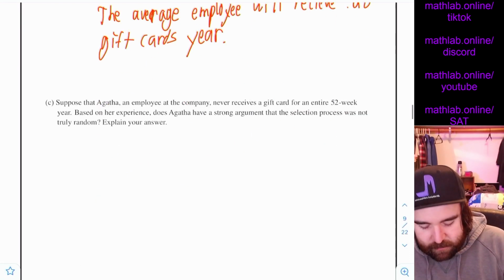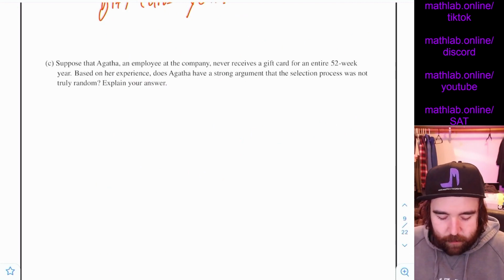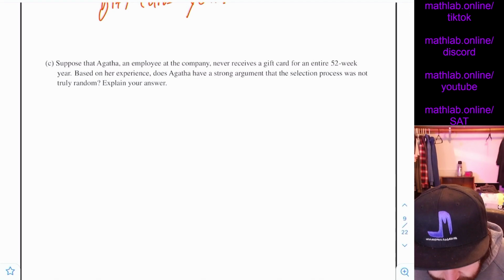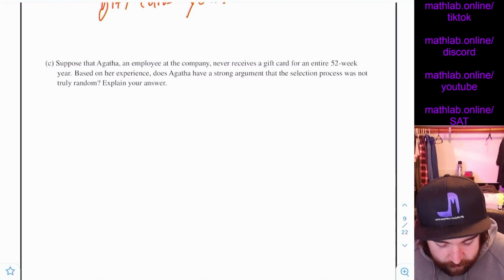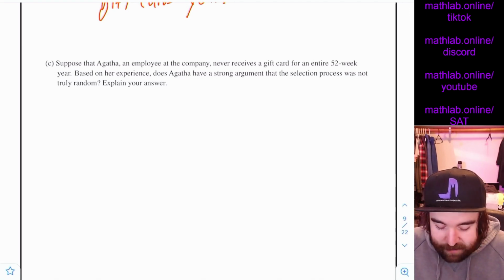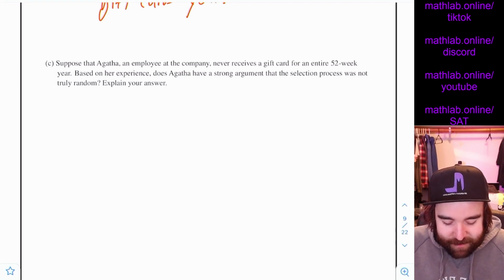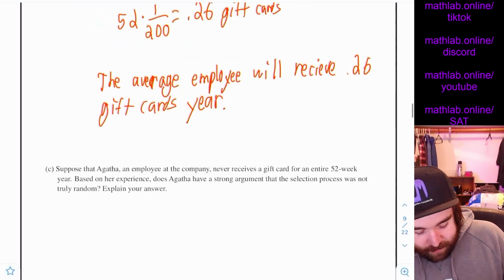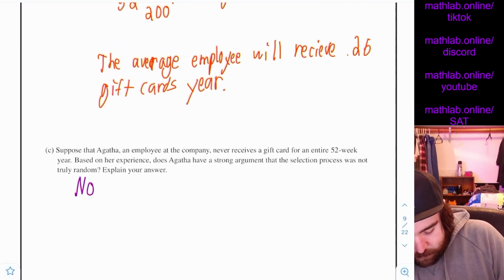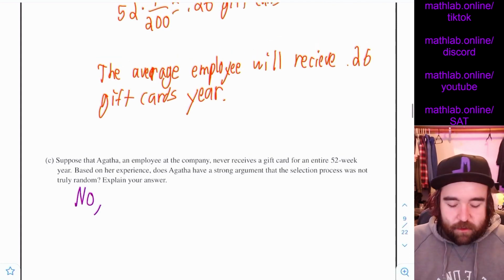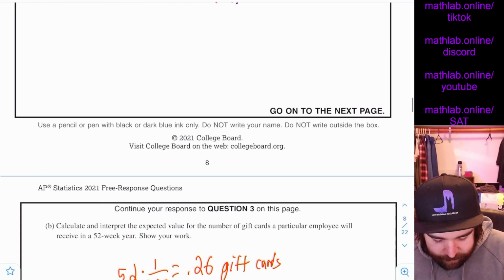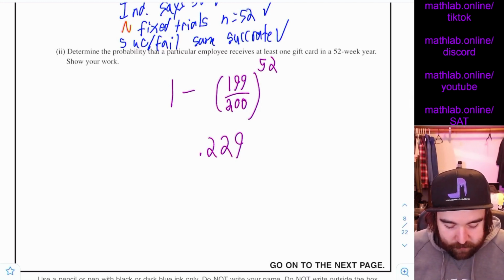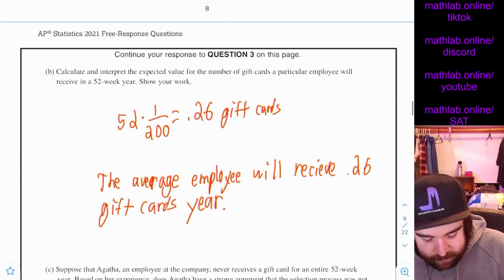Okay, next. Suppose that Agatha, an employee at the company, never receives the gift card for an entire 52-week year. Well, that's probably rigged. Agatha deserves one. Based on her experiences, does Agatha have a strong argument this selection process was not truly random? Okay, no, never mind. I take that back. It was not rigged. I mean, I could calculate the probability. Well, yeah, I already calculated the probability. The probability that she receives at least one gift card in a 52-week year is only 23%.